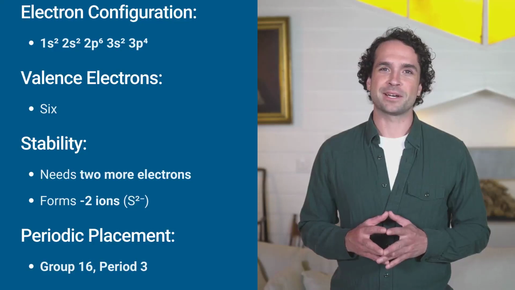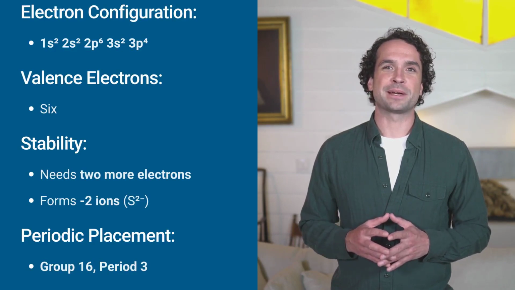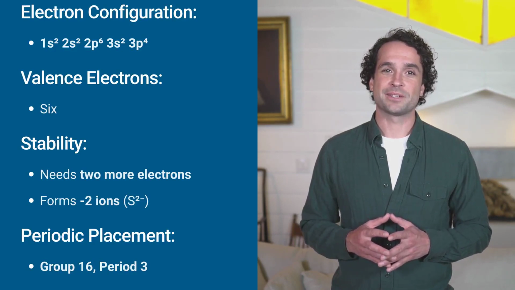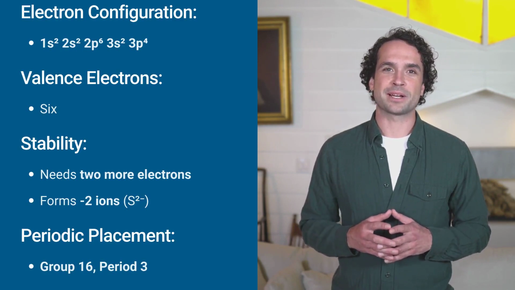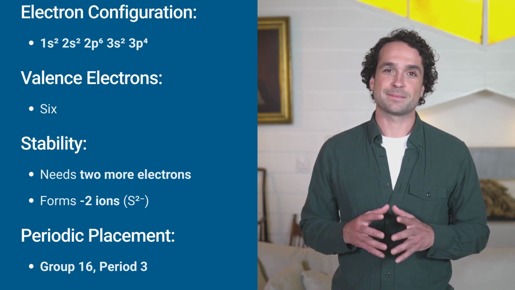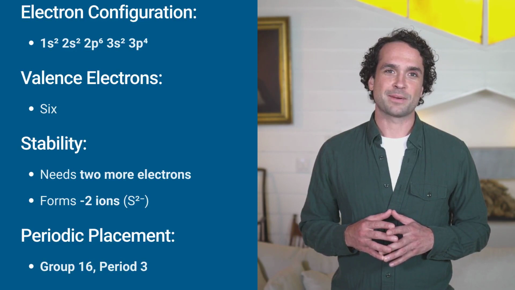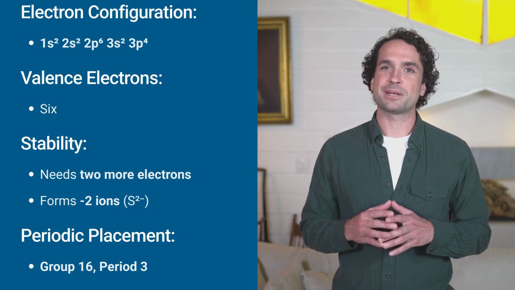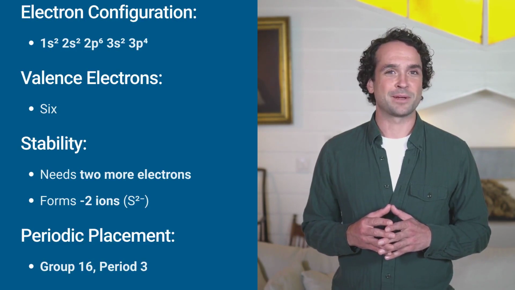To summarize our case study on sulfur, its electron configuration is 1s2, 2s2, 2p6, 3s2, 3p4. This configuration reveals it has 6 valence electrons. To achieve stability, sulfur needs 2 more electrons, leading to the formation of a -2 ion, S2-, which mimics the stable electron configuration of argon. Consequently, sulfur is found in group 16 in period 3 of the periodic table. Understanding these fundamental electronic properties is crucial for predicting sulfur's diverse chemical behavior.